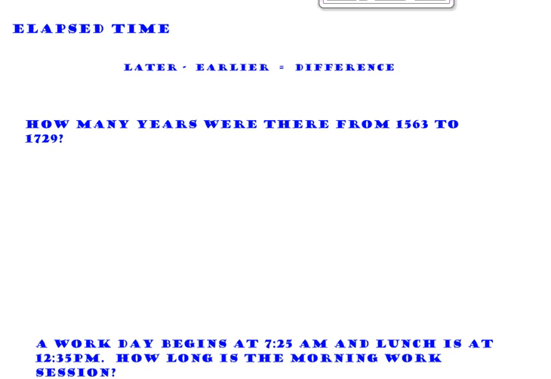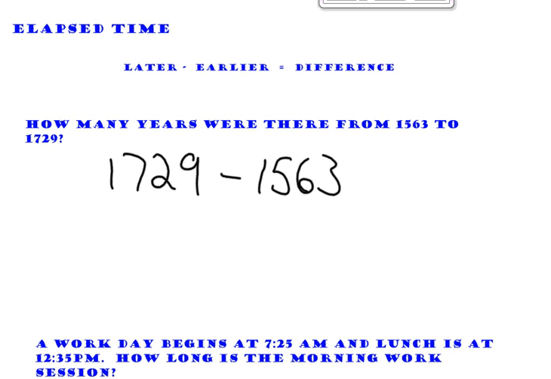The other equation is going to be very similar. We're going to use subtraction again, and this time we're going to use time. Later minus earlier equals the difference. Now we've worked a little bit with this already, but we want to work a little bit more with it. So our first question is, how many years were there from 1563 to 1729? All right, and so in this case, we're going to take our larger amount, 1729, and we're going to subtract our earlier amount, which would be 1563, because it happened earlier in time, and that's going to give us a D for a difference.